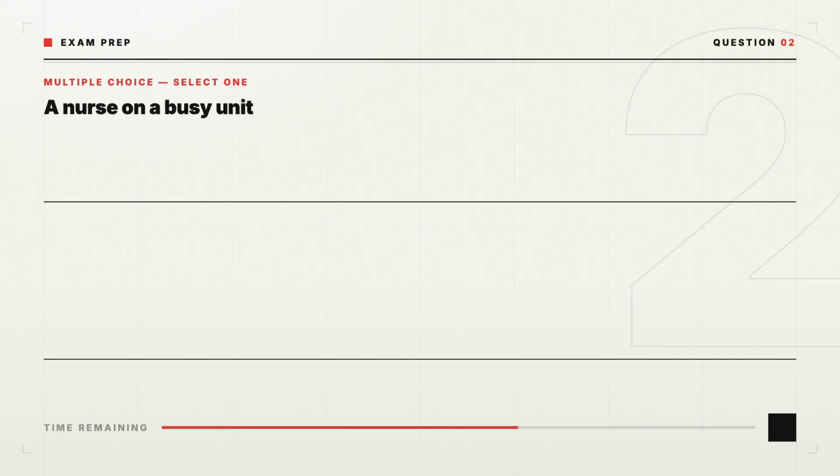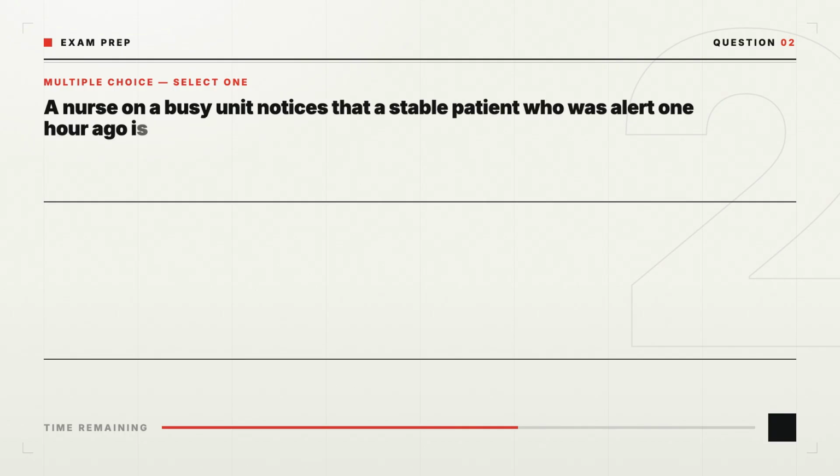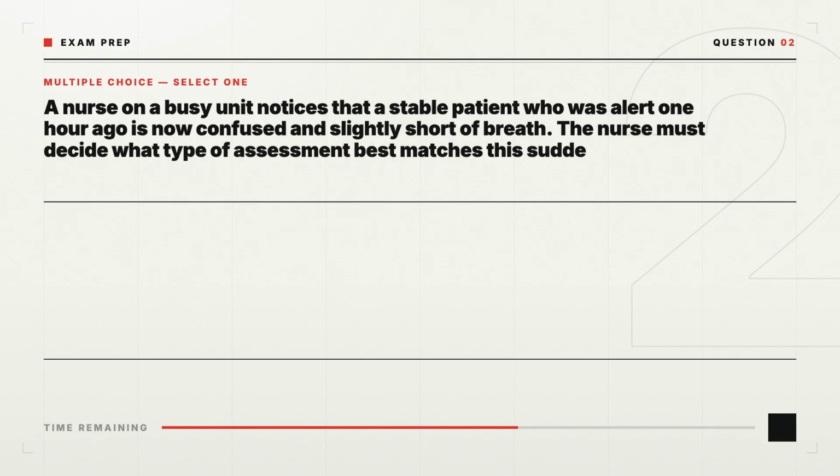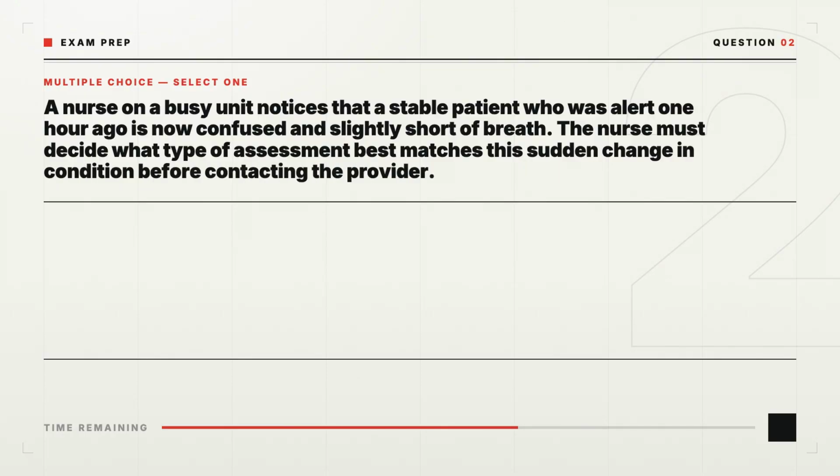Question 2. A nurse on a busy unit notices that a stable patient who was alert 1 hour ago is now confused and slightly short of breath. The nurse must decide what type of assessment best matches the sudden change in condition before contacting the provider.